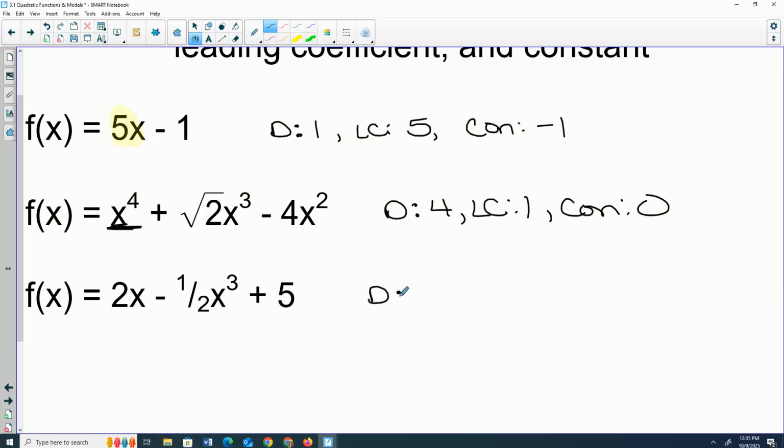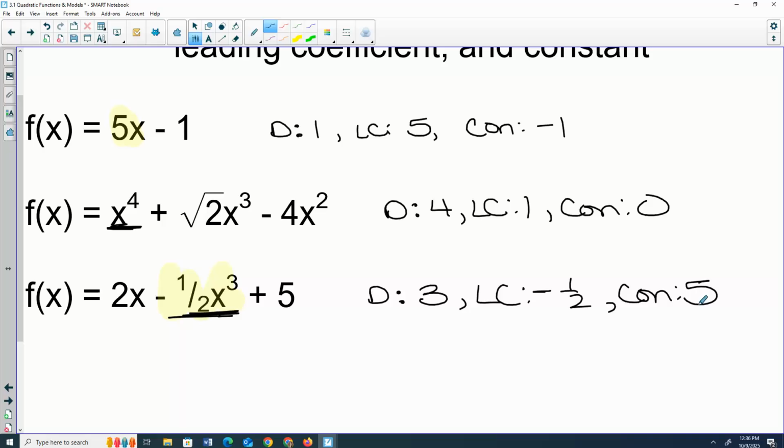All right. Last one. What would be my degree here? 3. The highest exponent, it wasn't written first, that's okay. Highest exponent is 3. So what's our leading coefficient? It's not the one that's first, it's the one of the term with the highest power. So x cubed is my highest power. The coefficient of that term is negative 1/2. What is the constant term? 5. All right, do we understand the meaning of those things?